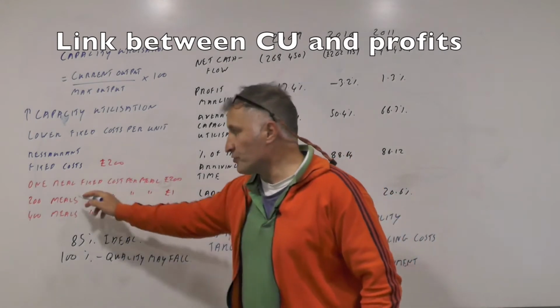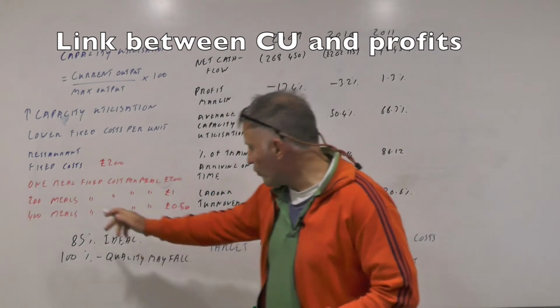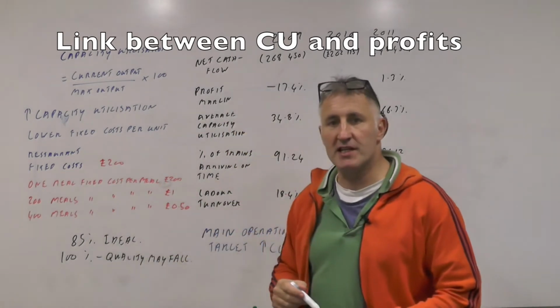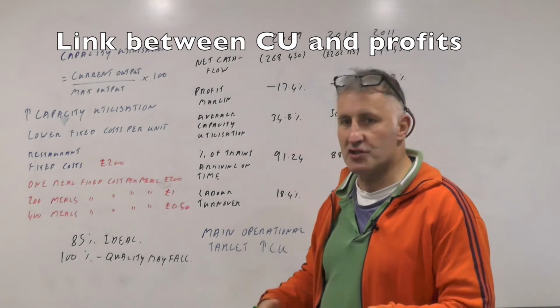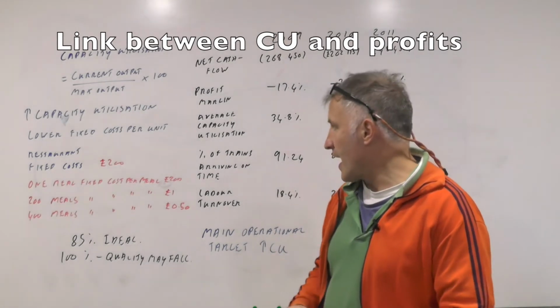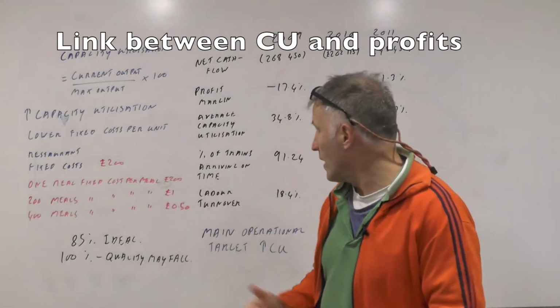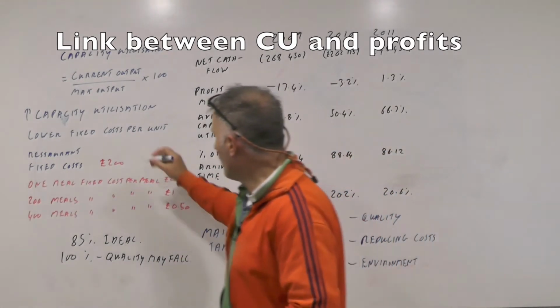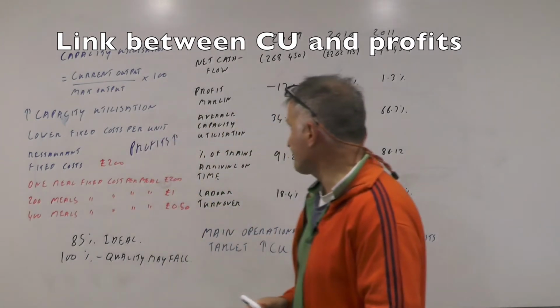However, if you have 200 meals, the fixed cost per unit is going to be £1. And if you have 400 meals, the fixed cost per unit is going to be 50p. So it brings home to you that if you can increase your sales and you can use your assets even more, then your fixed cost per unit are going to fall. And obviously, if they fall, then your profits will increase.